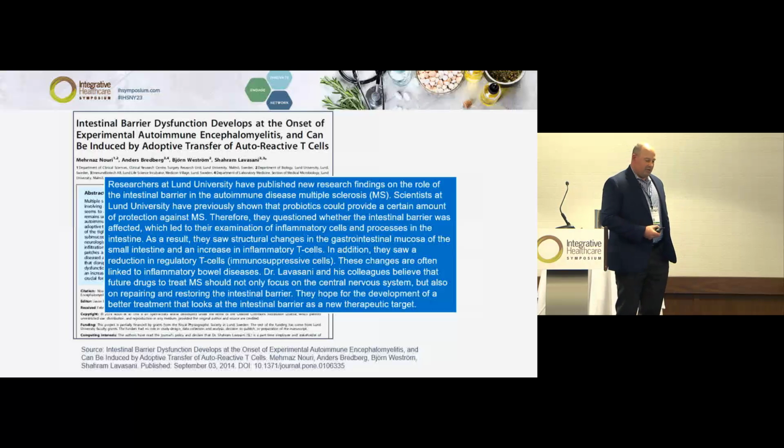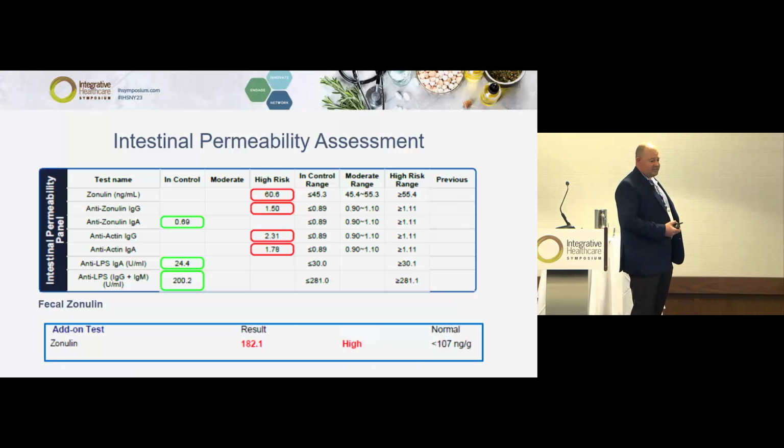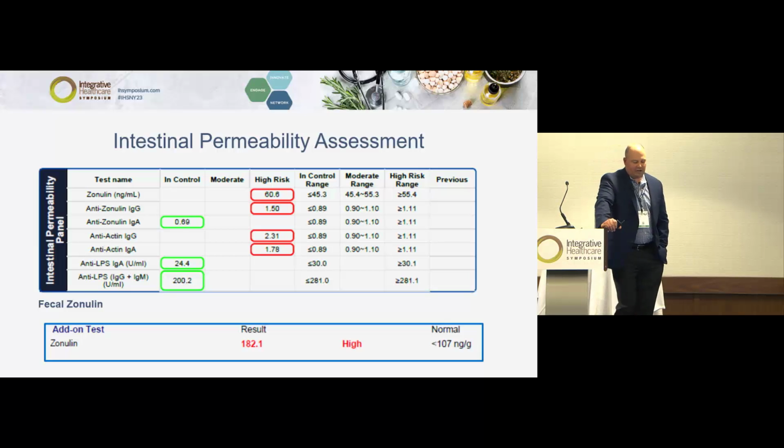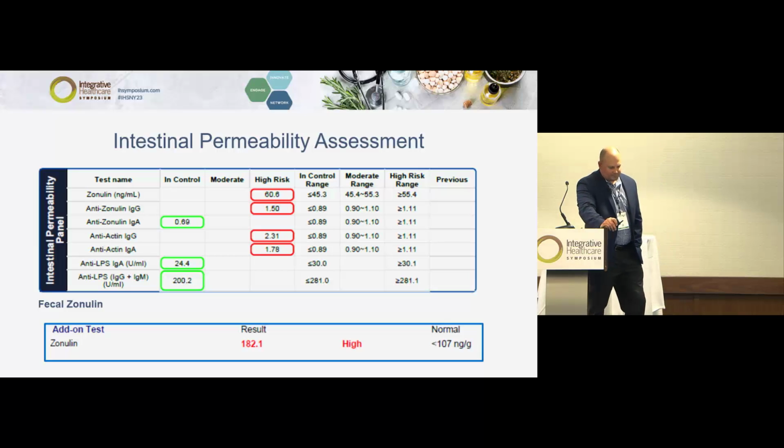This is just an example of how you can assess the intestinal permeability. A lot of times, probably 10, 15 years ago, most people were doing more urinary type testing for this, but there are a lot of immunology labs out there that can look at antibodies to different proteins such as zonulin, actin, occludin, LPS, and then with a lot of the stool panels these days you can add zonulin on in the stool.